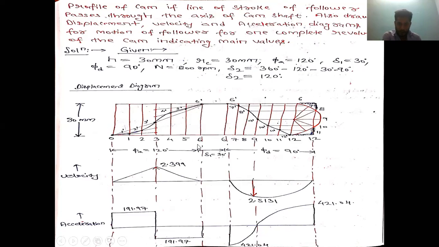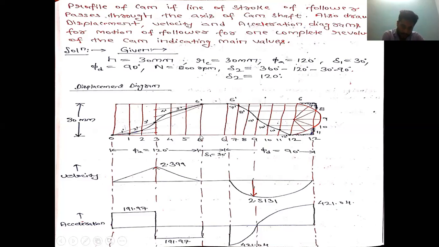Now on this horizontal line, my angle of ascent as well as dwell angle as well as angle of descent will lie. It has been told that the angle of ascent is 120 degrees. I have taken the angular scale 10 degrees equal to 1 centimeter. So 120 degrees will be equivalent to that many centimeters. That means from 0 to 6 is how much?